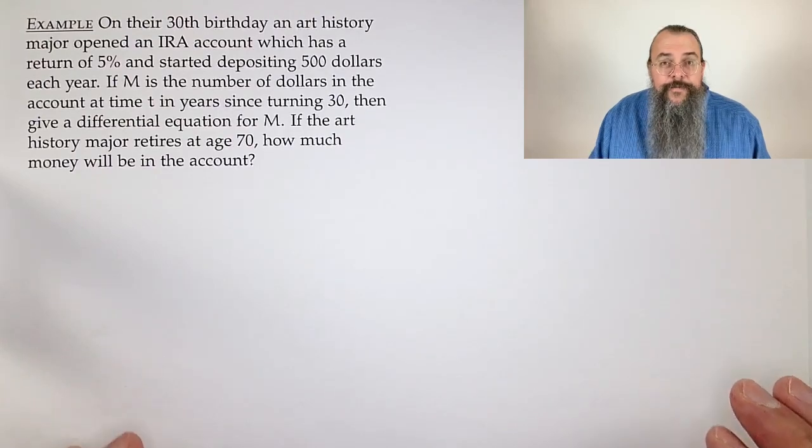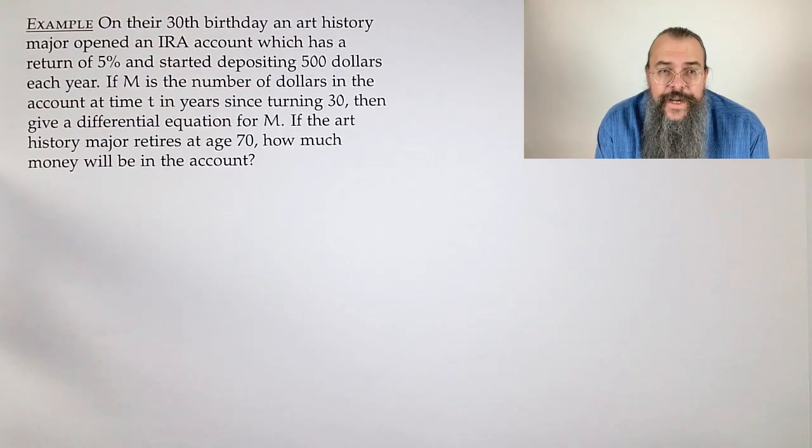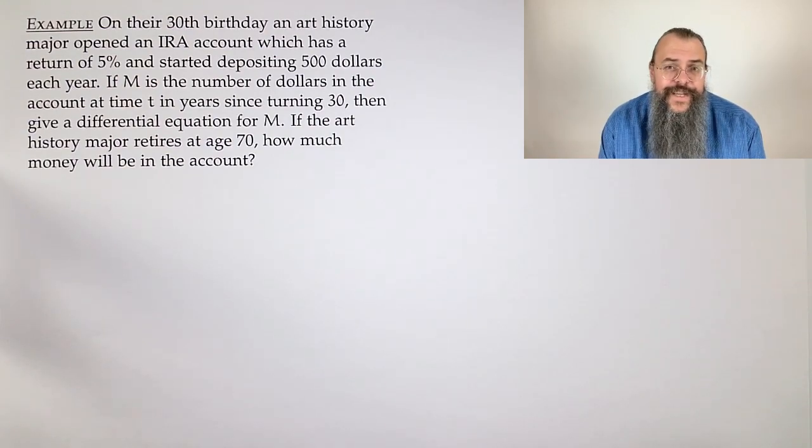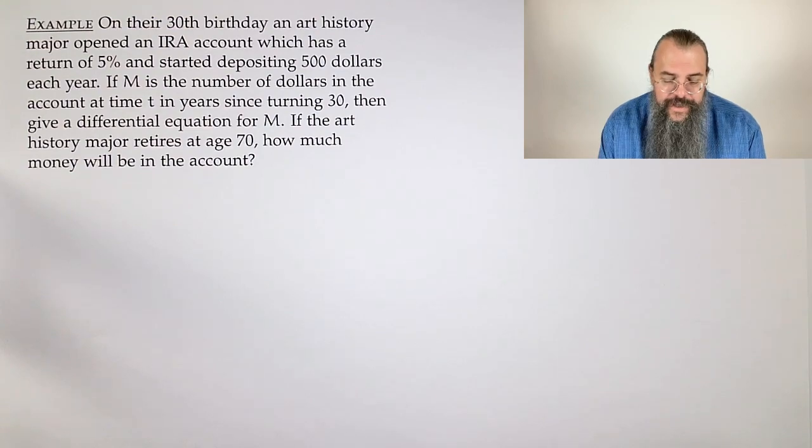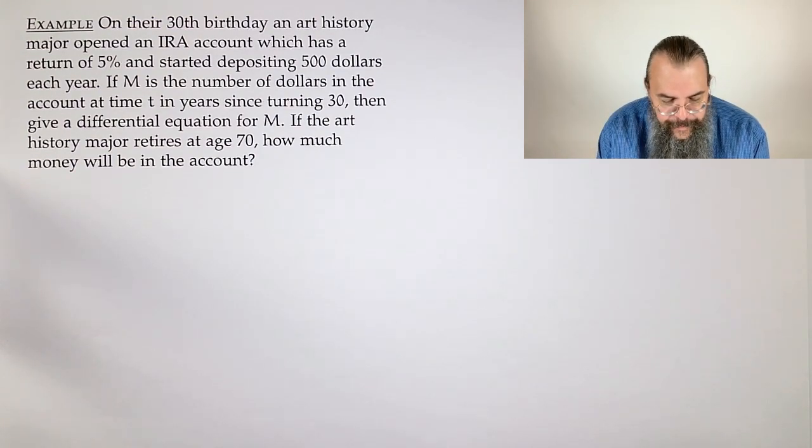So, on their 30th birthday, an art history major opened an IRA account which has a return of 5% and started depositing $500 each year. All right, not a lot of money for a retirement account, but they are an art history major, so they're used to not having a lot of money, so that's okay.